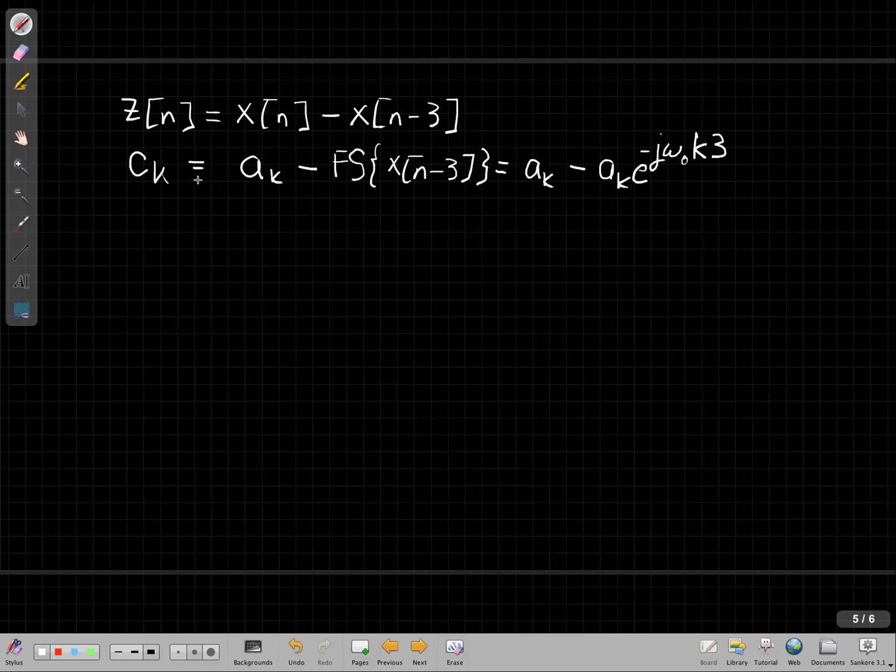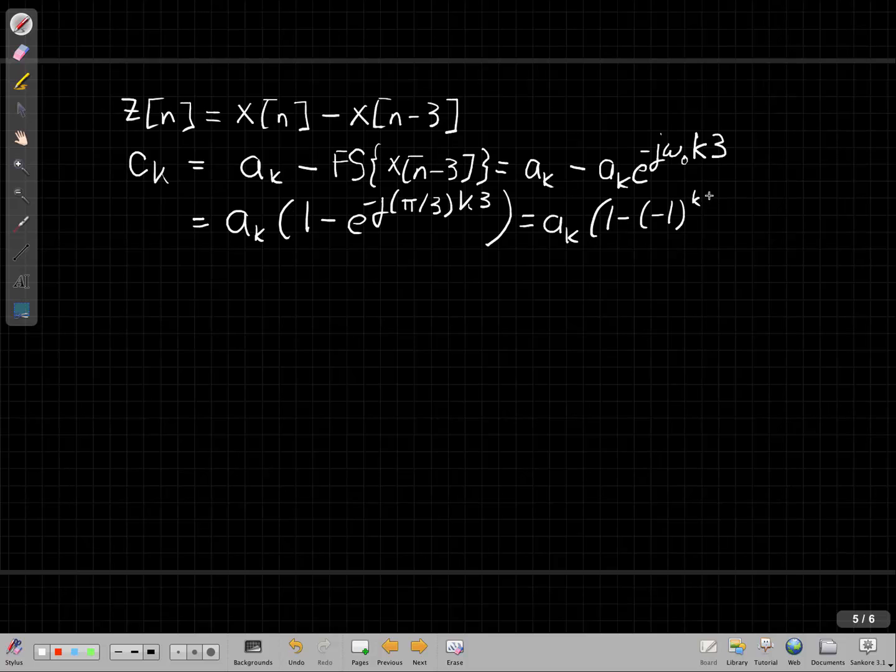So I say the new Fourier series is the same as the old one minus a sub k times this. And if we want to simplify that sum, we can pull the a sub k out of both terms, and I get 1 minus e to the minus j omega naught, which we found earlier is pi by 3, times k times that delay of 3. Well, this will be a sub k times 1 minus minus 1 to the k. Oh, I combined a couple steps there.